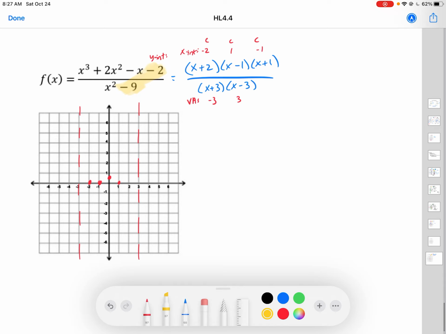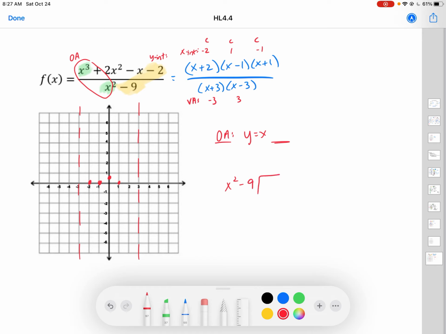And then last but not least, you know, our favorite part. Here, I'll do a different highlight. We're going to do our horizontal or oblique asymptote. In this case, it's an oblique asymptote because x³/x² is x. So I know it's y equals x, but we need to find our constant.